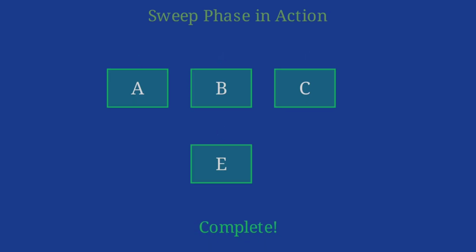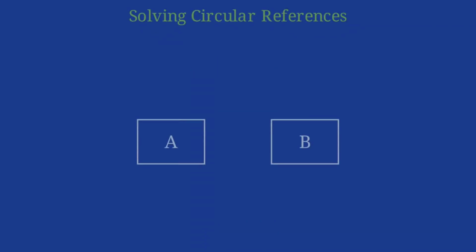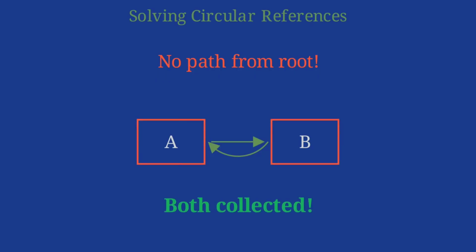The sweep is complete. Mark and Sweep's biggest advantage is solving circular references. Consider objects A and B, where A holds a reference to B and B holds a reference back to A. With reference counting, these objects would never be collected because their counts never reach zero. But with mark and sweep, if there's no path from the roots to these objects, the tracing phase simply won't reach them. They remain unmarked during the mark phase. The sweep phase then frees both objects, preventing the memory leak.